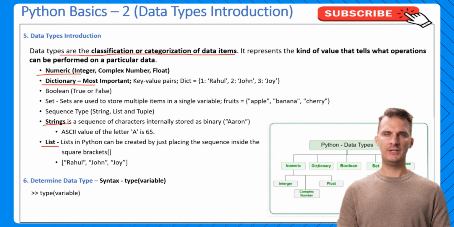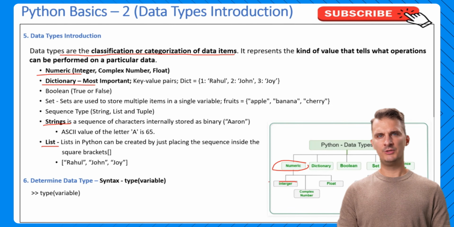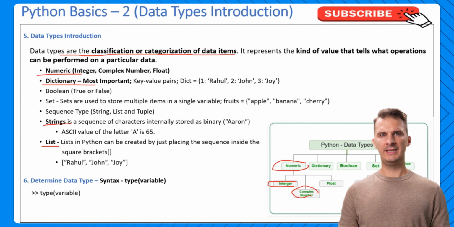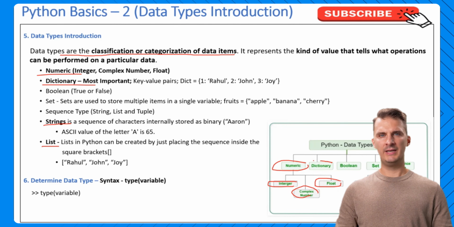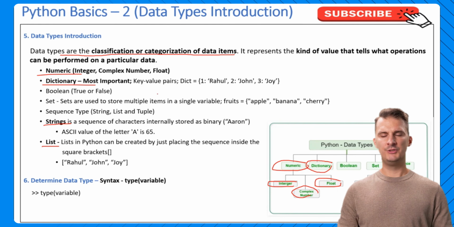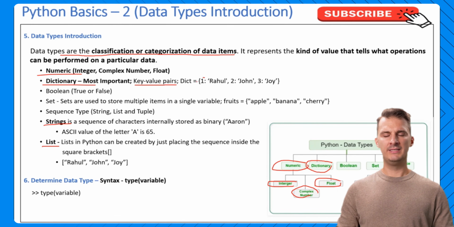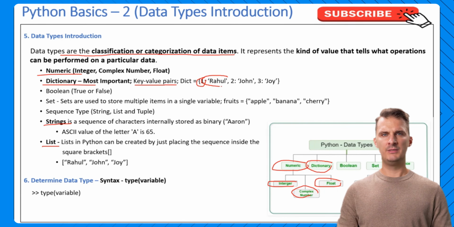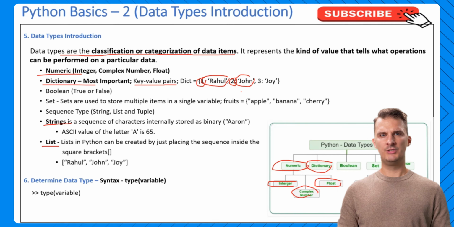This is something I've taken from the internet. So you have numeric, which has 3 types. You have the integer, which is the whole number. Then you have complex numbers, which is say square root of -4. Then you have float, which is the decimal. The second one is dictionary. What a dictionary does is it's a key value pair. Here you can see I have 1 as a key and Rahul as the value. Then I have 2 as a key and John as the value. So if I have to retrieve John, I just pass the key as 2 and I get John.